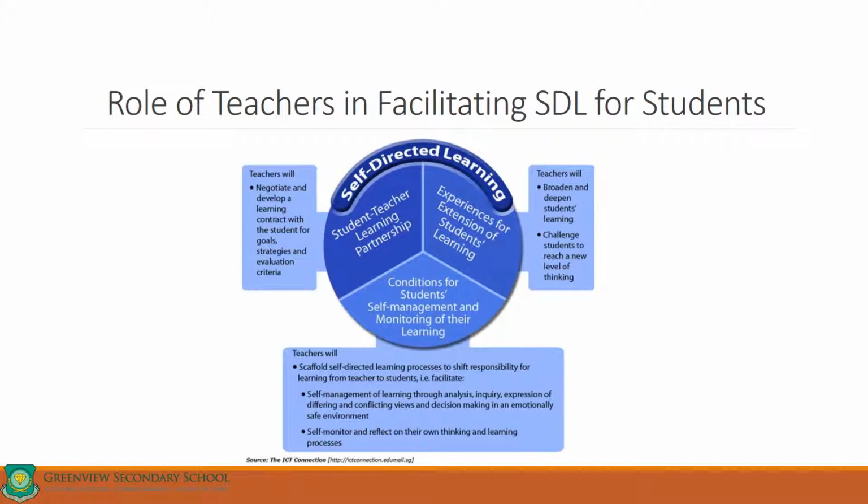And number 3, experiences for extension of students' learning. This third phase focuses on what teachers can do to enhance the authenticity of students' learning by helping students make connections between what they have learned and their personal lives. Teachers should provide opportunities for students to think about what they currently know and how the new content to be learned may enhance its depth and scope.